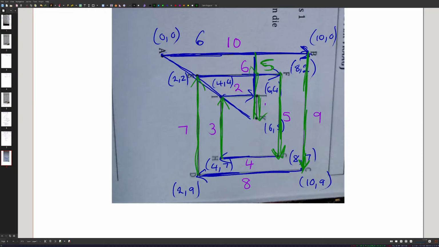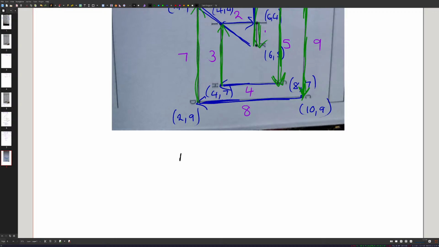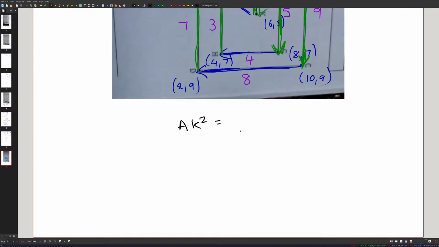And so then by Pythagoras, AK squared is 6 squared plus 5 squared, which is 36 plus 25, and that's 61, unless I can't do arithmetic. Yeah, that is 61. Okay.